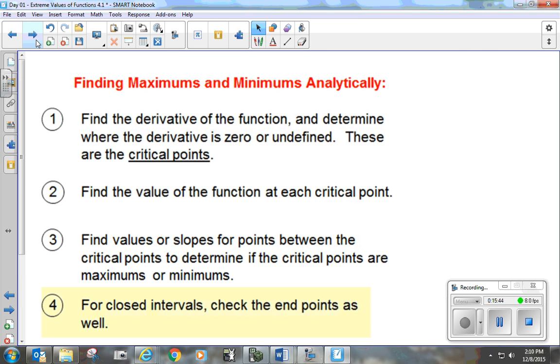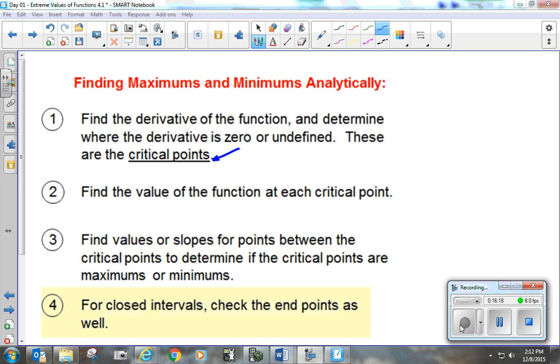Finding maximums and minimums analytically. Here we go, ready? These are the steps that we're going to take, and they're going to be easy, and you're going to see that they kind of resemble things we've done in pre-calc. Find the derivative of the function, because the derivative also means the slope. And we're going to determine where the derivative is 0, because when the slope is 0, it has the horizontal tangent line, right? And if it has a horizontal tangent line and the slope is 0, we know that's where a critical point happens.